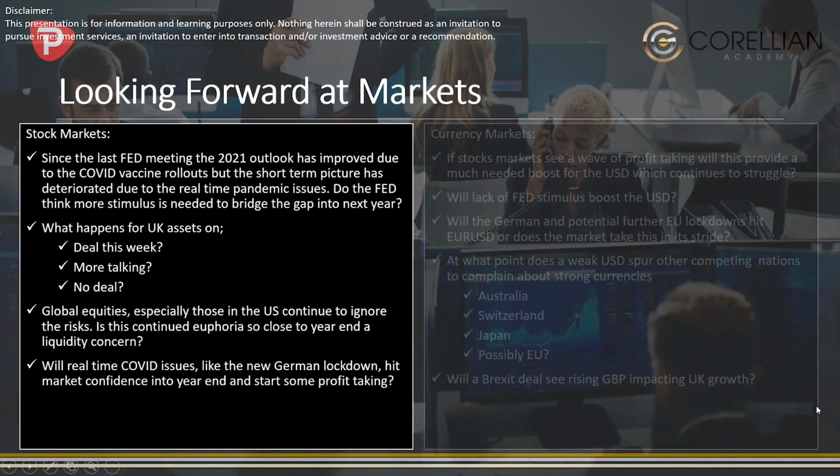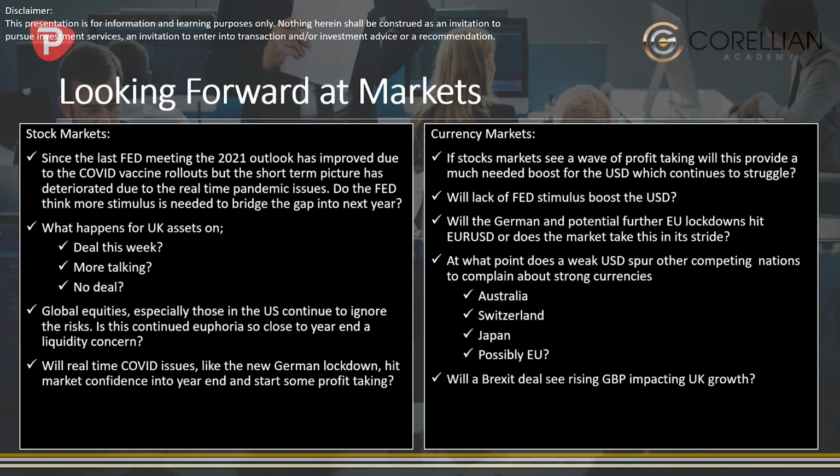So looking forward at markets, I'll put a few things down here. I think it's worth looking at most of these very briefly. Certainly since the last Fed meeting, the outlook has improved. A lot of talk from Powell tonight about the vaccine and its potential, but we're not there yet. He kept saying that, and we do need more fiscal stimulus to bridge the gap.